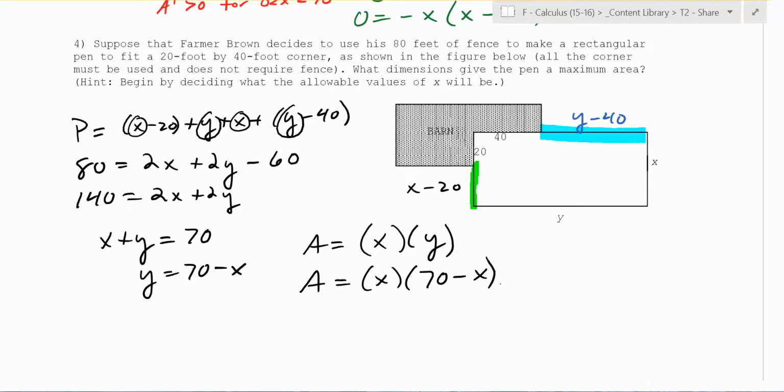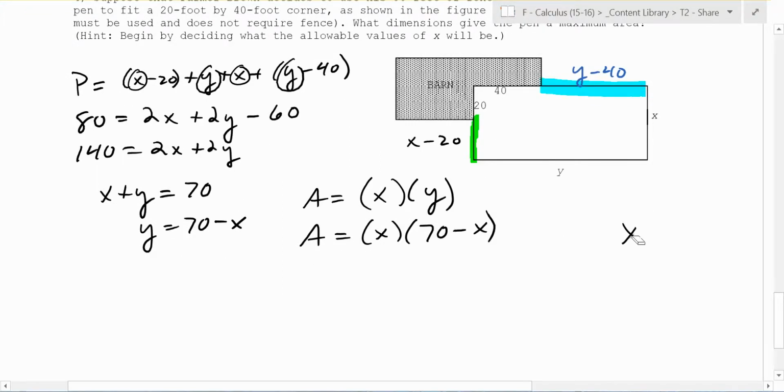restrictions. You're not actually given the domain restrictions, you have to figure them out. So basically, before you go any further, you should figure this out right here. What are the domain restrictions for X and Y? What's the smallest X can be? What's the smallest X could be? 20. Smallest X could be is 20, right? What's the smallest Y could be? 40.